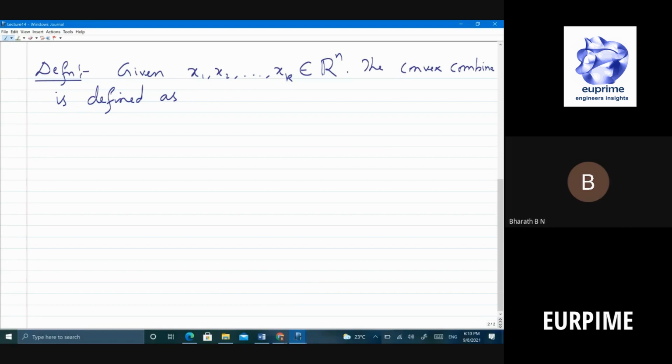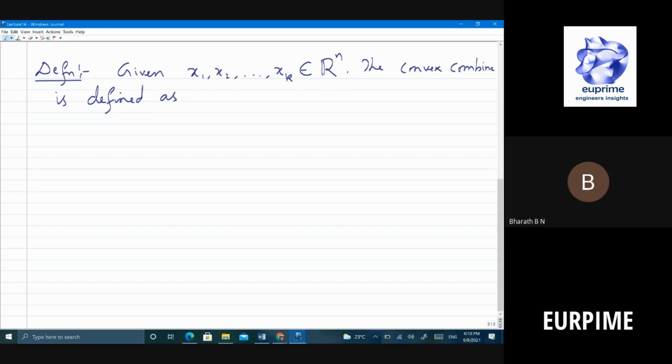Okay, what about 3 points? Suppose I give you x, y, z. So what should I do? I should multiply each one of them by some numbers and add them, right? That's a combination, a linear combination. What about a convex combination? So how do you make the convex combination of these points? You should ensure certain properties. So first of all, when you took 2 points, the coefficients added up to 1. And all of them are non-negative, right?